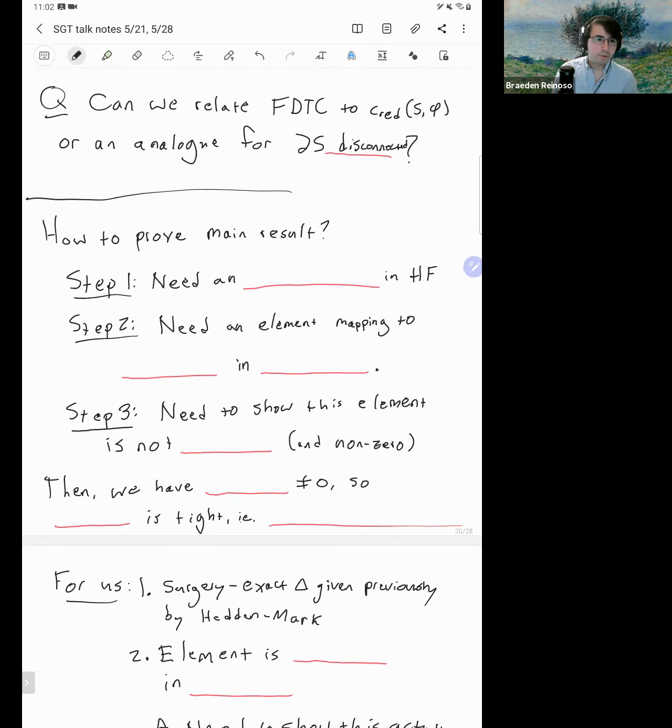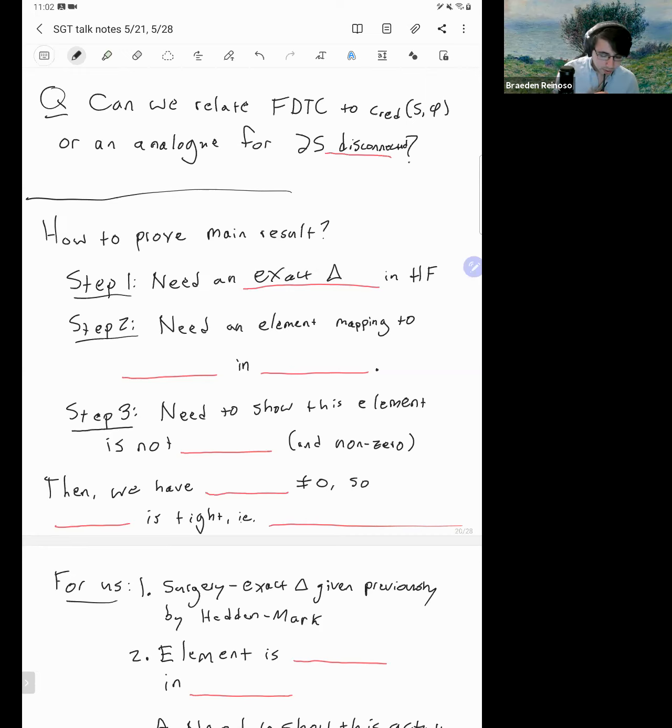But now, how do you actually prove this main result that I stated before? Well, you can prove any type of result in this area that's similar to this one in three general steps. So the first step is that you need an exact triangle in Heegaard Floer homology. This is already given in a couple different places depending on what situation you're in. And for us, Matt Hedden and Tom Mark have already made an exact triangle that we're just using.